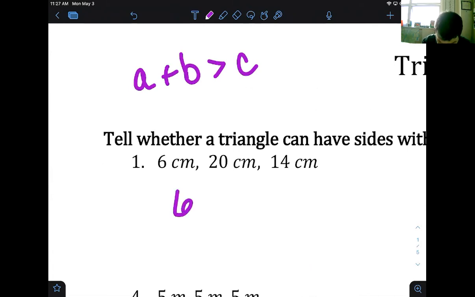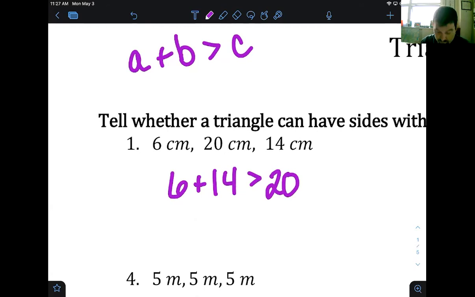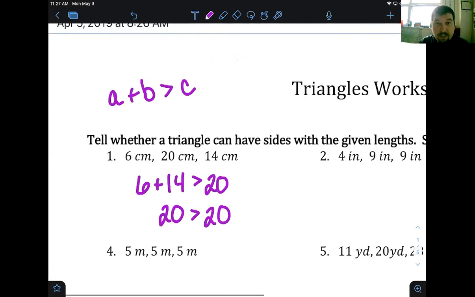The 6 centimeter side and the 14 centimeter side have to add up to be larger than 20. So this is how I'm showing my work. I write that 6 plus 14 has to be greater than 20. Then I actually add what 6 and 14 is, which is 20, and 20 has to be greater than 20. And then I'm going to answer this with, is that true or not? Is 20 greater than 20? And the answer is no. So this will not form a triangle.